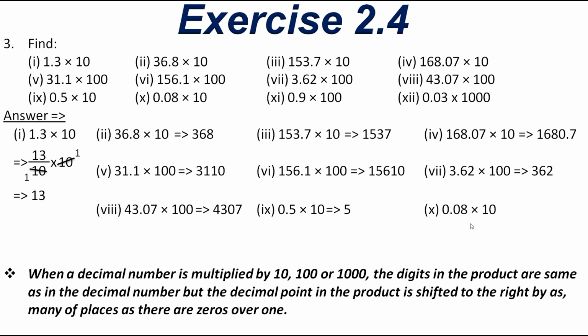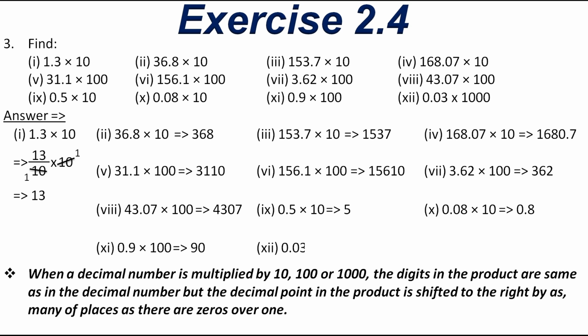Okay. So the answer will become 0.8. Here 0.08 was there, that became 0.8. Next we have 0.9 into 100. Now here two zeros are there, but here only one digit is present after the decimal point. So we have to give one 0 extra. Therefore the answer becomes 90.